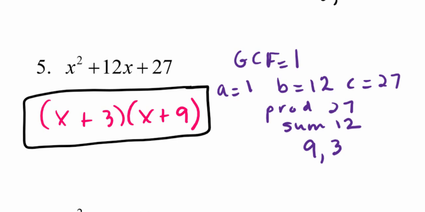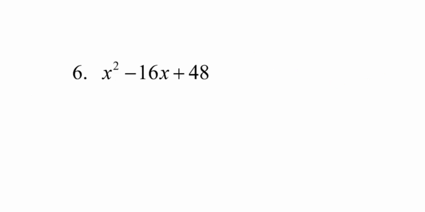How did you do? Again, we were looking for two numbers that multiplied to 27 and added up to 12, and that was 3 and 9. I bet you got that. Let's have you try number 6 next. X squared minus 16x plus 48. Pause, and when you unpause, the answer will be there.